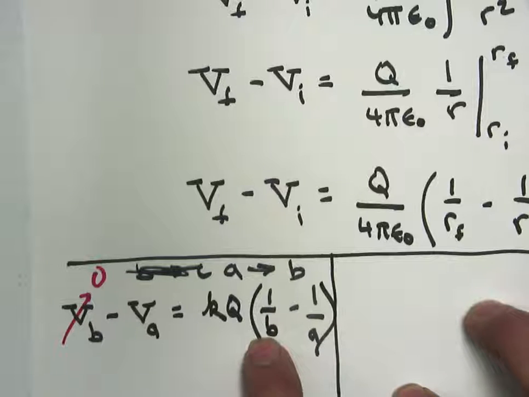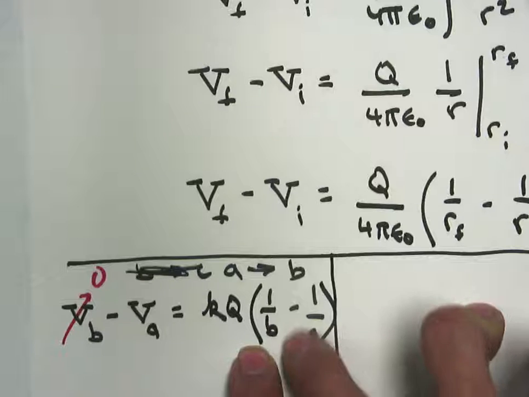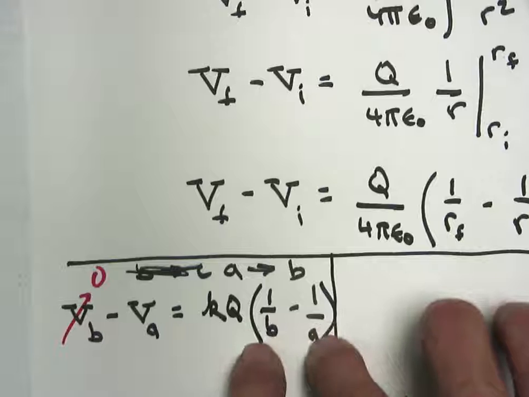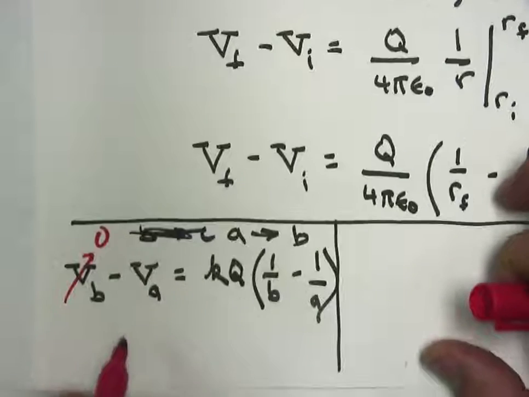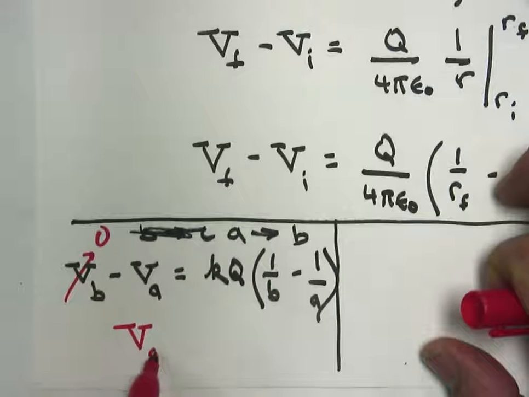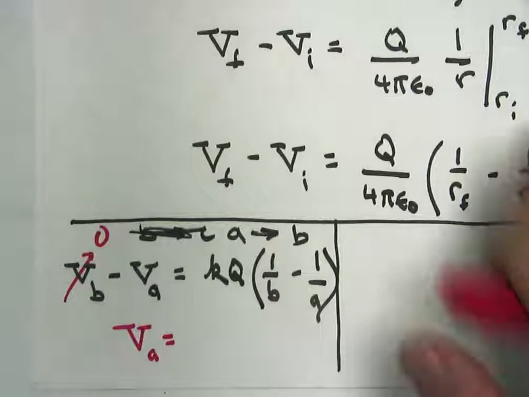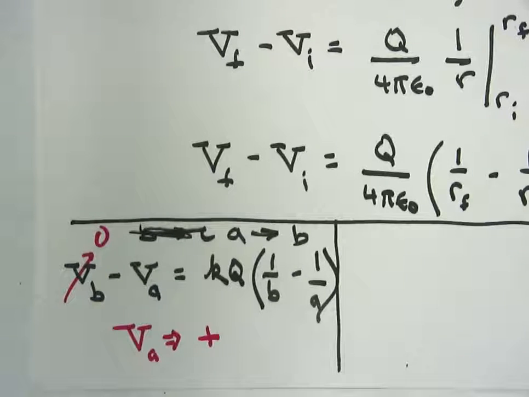If B is bigger than A, what happens here? This is smaller than this, and therefore, what is this term going to end up being? Negative. And so we end up with a way of describing our electrical potential at A. It's going to be positive. So I want to emphasize this. I'm just going to tell you this electrical potential at A will be positive.